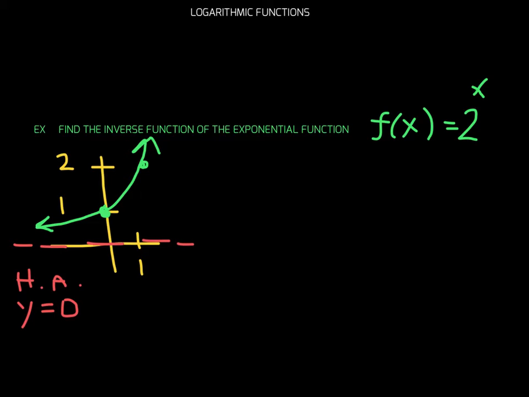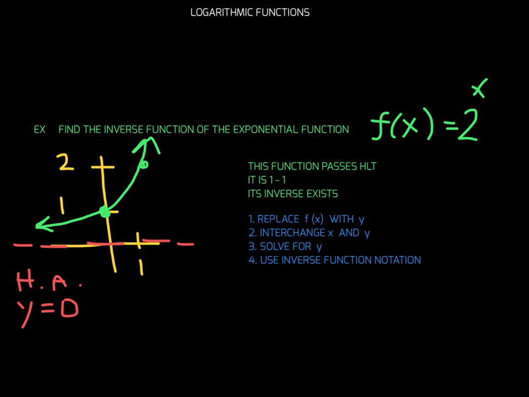So the first thing I would like you to consider is that this function is 1-to-1. It does pass the horizontal line test. So because this function passes the horizontal line test, we know therefore it is 1-to-1. If it's 1-to-1, then its inverse exists. Let me remind you of the steps that we followed in a previous lesson for finding the inverse of a function. All right, here are the steps that we're going to follow for finding the inverse function for 2 to the power x.